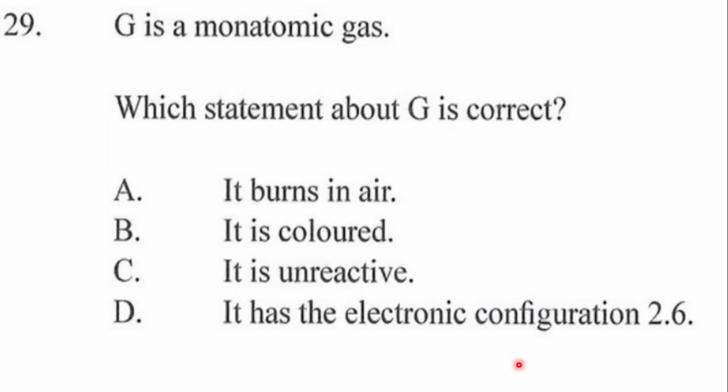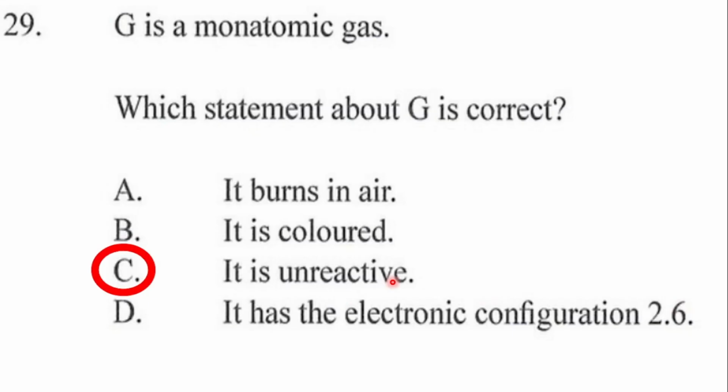Okay, so let's move on to question number 29, and it says G is a monatomic gas. Which statement about G, this monatomic gas, is correct? Is it A, it burns in air, B, it is colored, C, it is unreactive, or D, it has the electronic configuration 2,6? So which is correct?